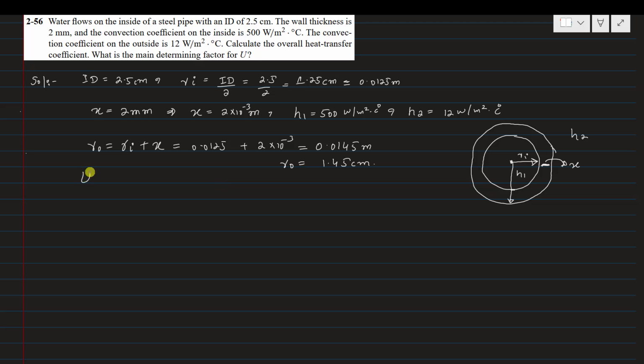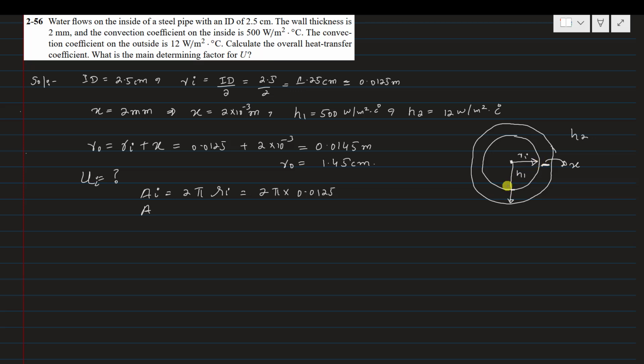We are interested in finding the overall heat transfer coefficient based on the inside of the pipe, because the convection heat transfer coefficient is maximum at the inside of the steel pipe. So the surface area inside the pipe, that is A1, is equal to 2 pi Ri, so 2 pi multiplied by Ri, that is 0.0125. This is the surface area inside the pipe, so it will involve Ri or R1. So that is the inside of the pipe.